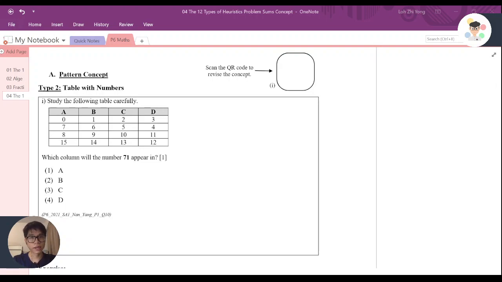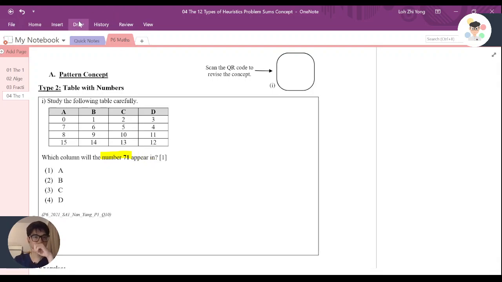This is discussion for booklet number 4, the 12 types of heuristic problem sum concept. I'm focusing on the pattern concept, and this is type 2, which I name as table with numbers. As you can see, it is also a pattern question, going on in a way. For example, you can see 0, 1, 2, 3, 4, 5, 6, 7, 8, 9, 10, 11, 12, 13, 14, 15. And of course, it goes on. The question is asking, what is the number 71 that appears in here?